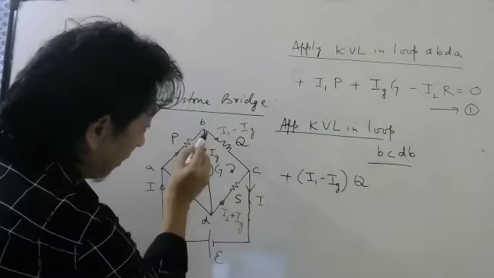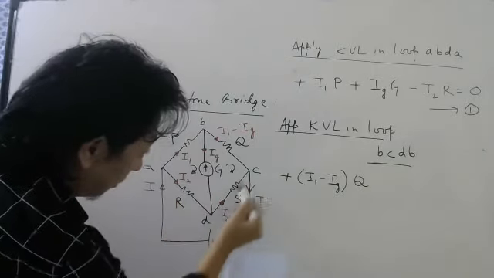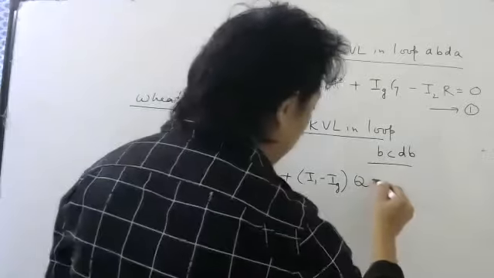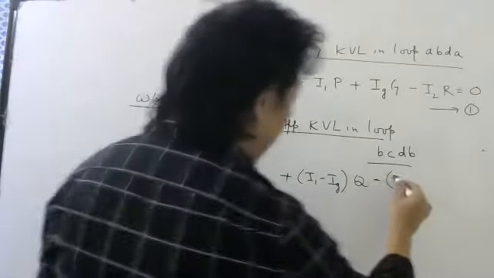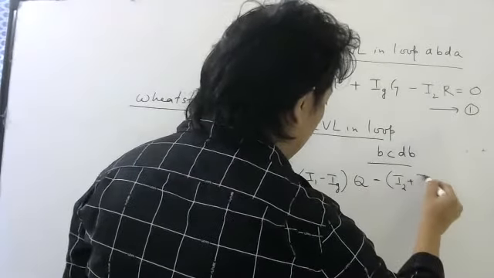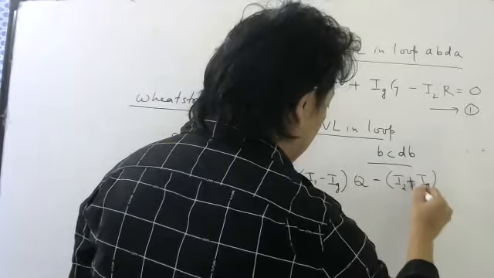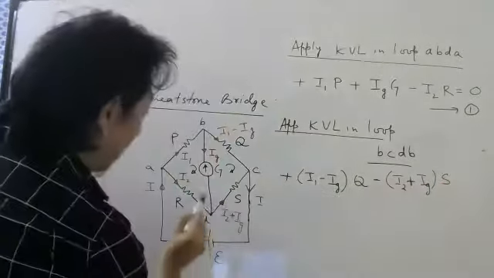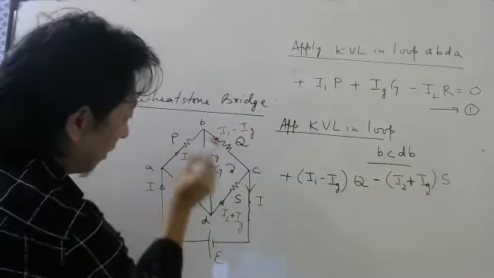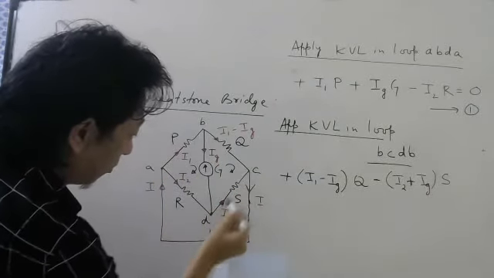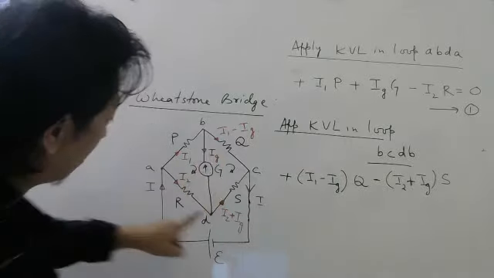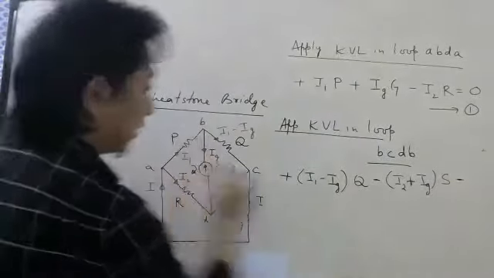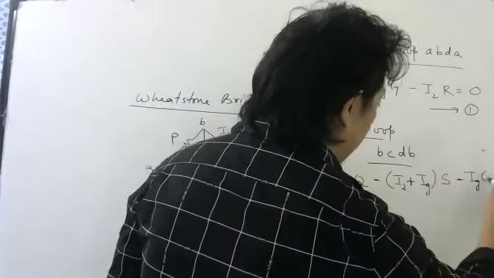Here it is along the current. Here it is opposite to current. I am going this way, na? So opposite to current, so minus. Current is how much? I2 plus IG. Resistance of this is S. Then here again you can see I am moving this way. So here along the current, here opposite to current. Here also I am moving opposite to current. So it will be minus current into resistance.